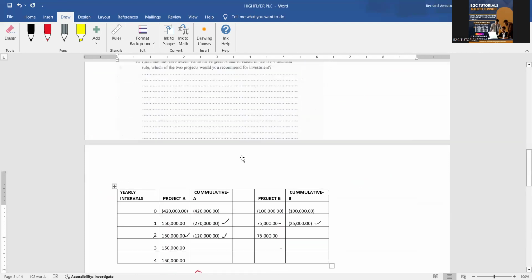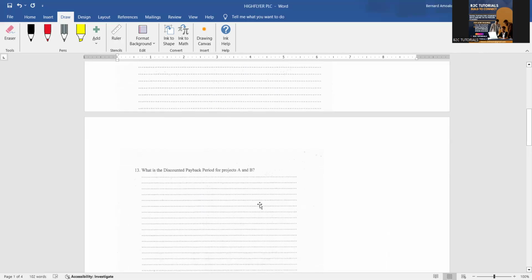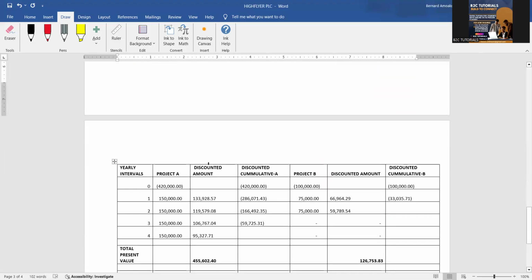And the next aspect of the question says we should find a discounted payback period for both project A and B. And just like we know, we need to determine our discounted amount, and we'll do our discounted cumulative for A. Then for B, we do the discounted amount and then do the discounted cumulative for B. So you know how to do the discounted amount: it is 1 over 1 plus the R raised to the power n, multiplied by the future value. That is the cash flows.